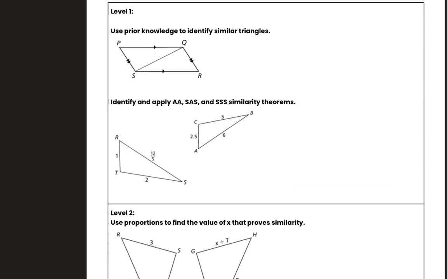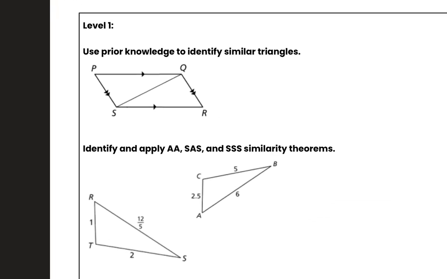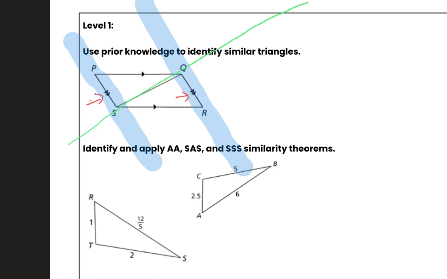All right, so it says use your prior knowledge to identify similar triangles. Well, what do we know? If you remember, we talked a long time ago about parallel lines. So these marks right here tell us these lines are parallel. If we have parallel lines cut by a transversal like that, that means this angle right here is going to be equal to this angle right here. And then if that's true, this angle right here is equal to that angle right there.